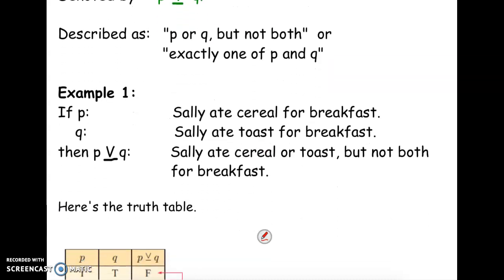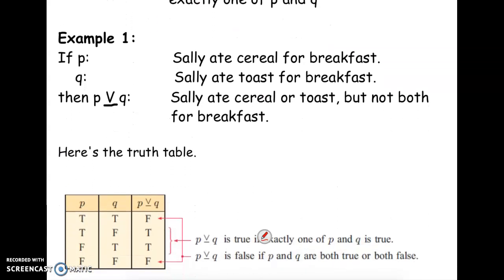So here's an example. Sally ate cereal for breakfast. Proposition Q, Sally ate toast for breakfast. If you wanted to create an exclusive disjunction, how you would say that is: Sally ate cereal or toast, but not both, for breakfast.